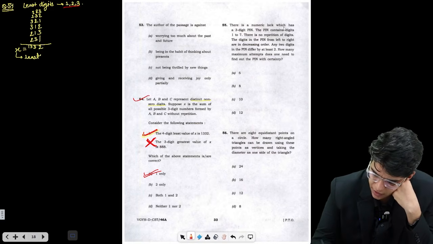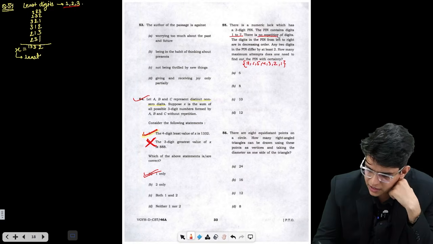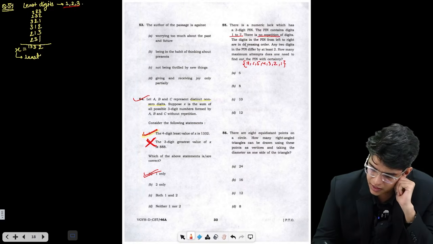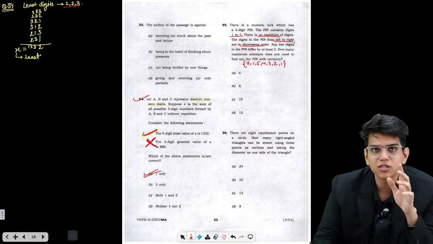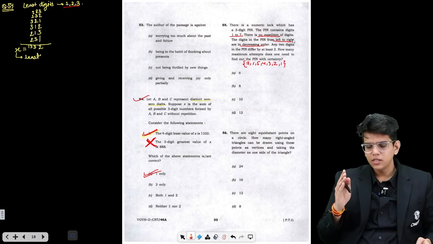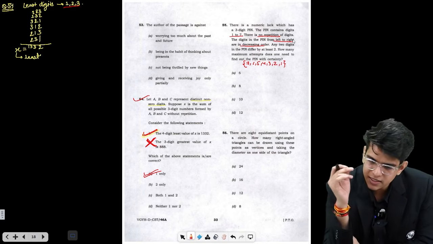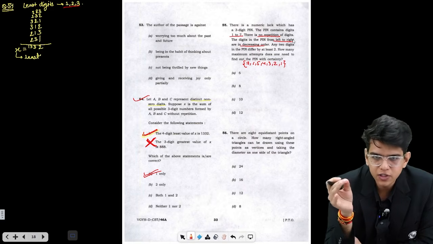There is a numeric lock which has a 3-digit pin. The pin contains digits from 1 to 7, so the digits are 7, 6, 5, 4, 3, 2, 1. These are the digits we can use for the pin. There is no repetition of the digits. The digits in the pin are in decreasing order from left to right. Any 2 digits in the pin differ by at least 2. The meaning of this is, if the first digit is 7, the second digit can't be 6. It will be 5, 4, 3 and so on, right?